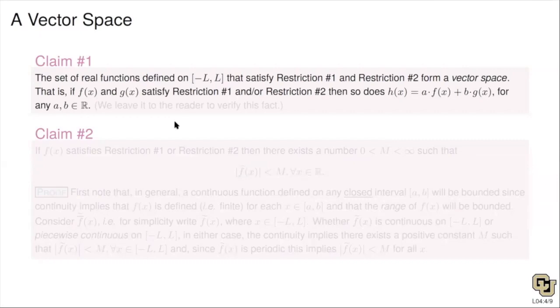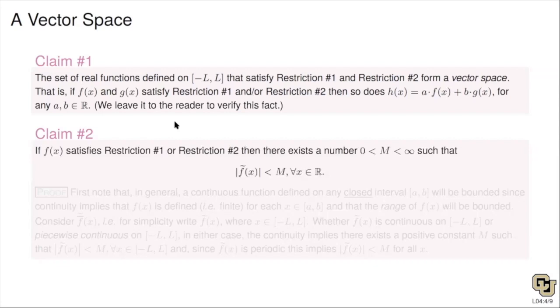So what does that mean? If f and g satisfy restriction number 1 and 2, then any linear combination does as well. So if you add two functions that satisfy restriction 1 and 2, then the sum will also satisfy it. If you take a function that satisfies restriction 1 and 2 and multiply it by a constant, that new function will also satisfy restrictions 1 and 2. Okay, and I'll let you think about that.